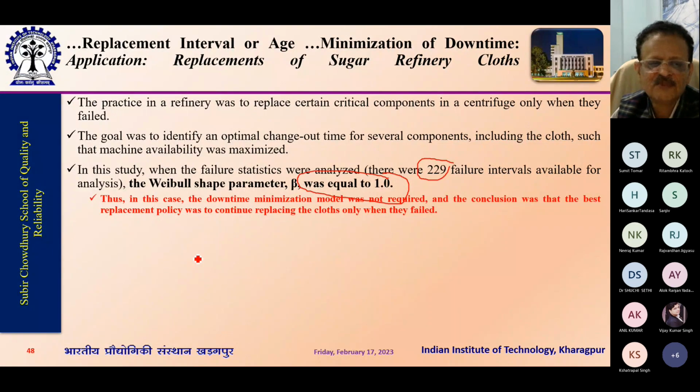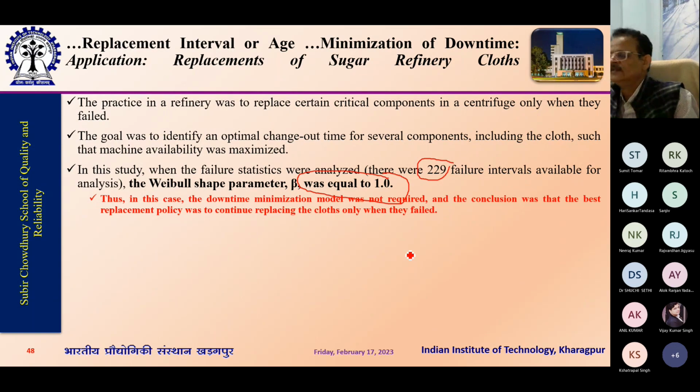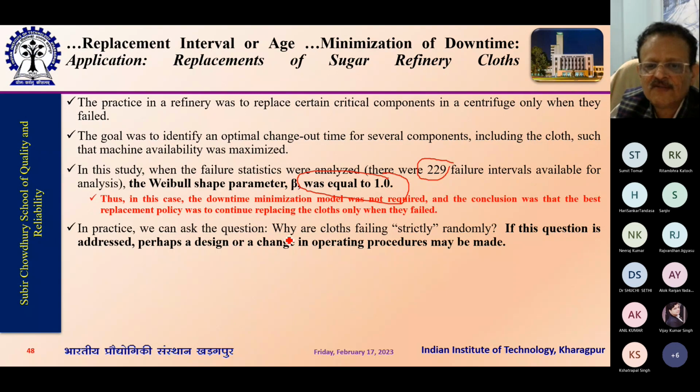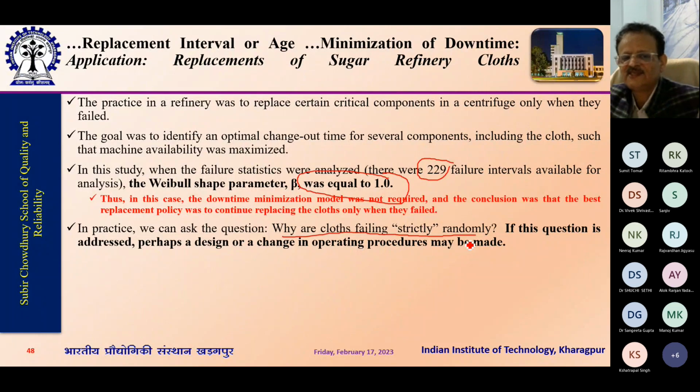Now the downtime minimization model was not required, and the conclusion was that the best replacement policy was to continue replacing the cloth only when it fails. Because beta is equal to 1, maintenance is not going to give you any benefits. Even if you do the maintenance, it is just a waste of time and money. But why are cloths failing strictly randomly? The analysis should further look at the root causes of why it is happening. If this question is addressed, perhaps a design or a change in operating procedure may help.